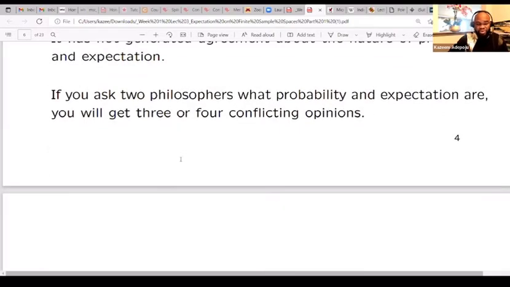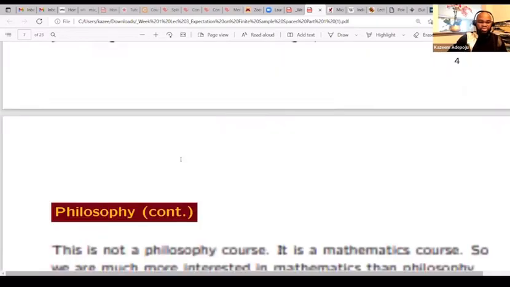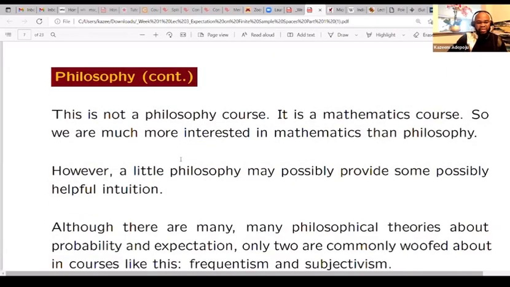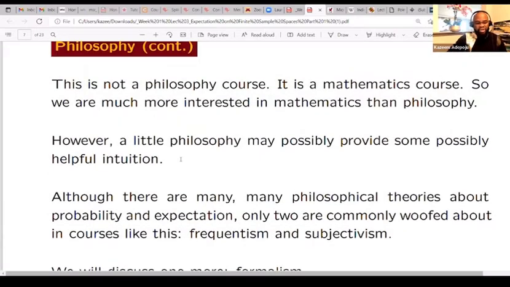What I'm going to walk you through now is that when you ask a question from different philosophers, like I said, about probability and expectation, you're basically going to have conflicting opinions, because the way it appears to me may not be the way it appears to you. That is what we basically want to talk about. I'm going to mention two things.